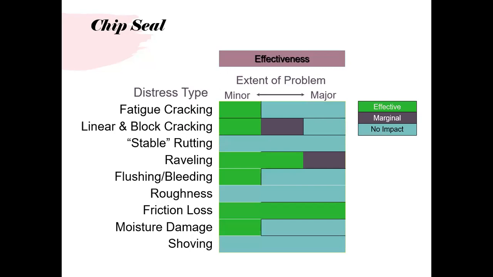So again, this is shown that the green border on the figure shows that it is quite effective in raveling, 100% effective in friction loss. For minor moisture damage, you can have an advantage, as well as in fatigue cracking and block cracking.